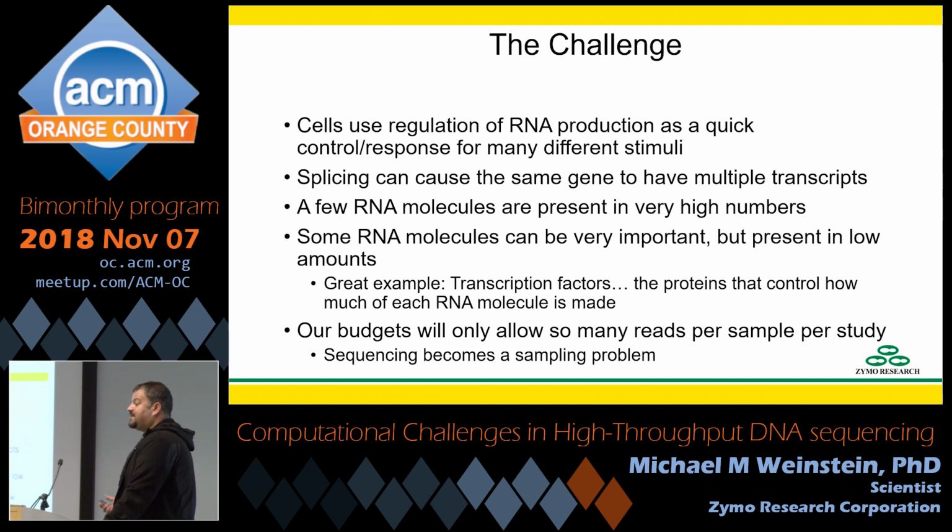In addition to that, it's time sensitive. So the RNA pattern in a neuron in my brain while I'm wide awake and working is probably going to be different than while I'm sleeping. So cells regulate most of their protein production through the production of the RNA for that protein. So protein is usually transcriptionally regulated. And transcriptional regulation is usually a fast process, something that happens on the order of minutes. Splicing, I'll show what that means in a minute, but that can cause a gene to have multiple transcripts.